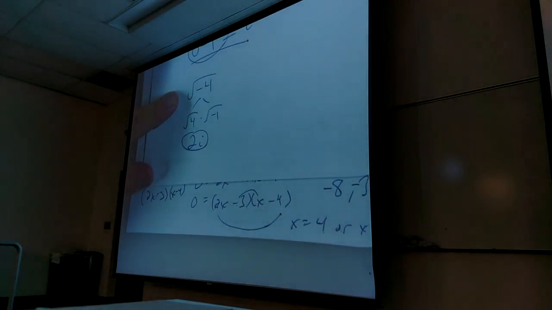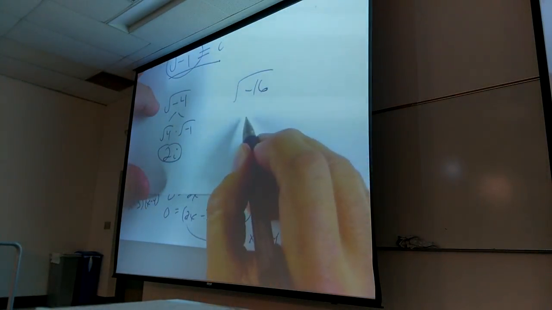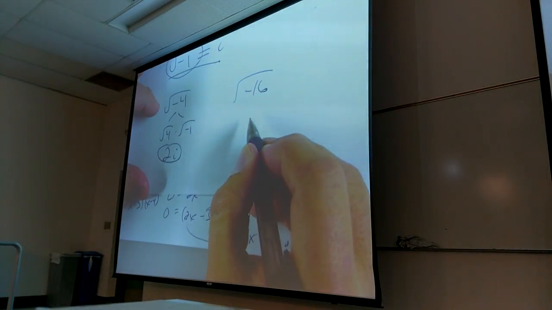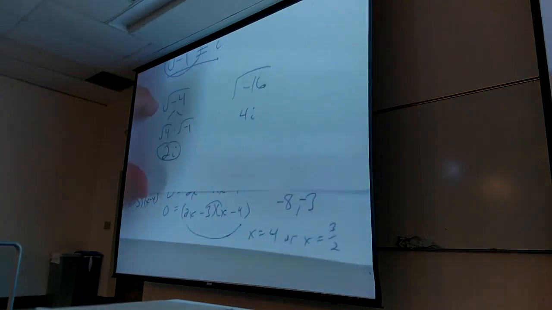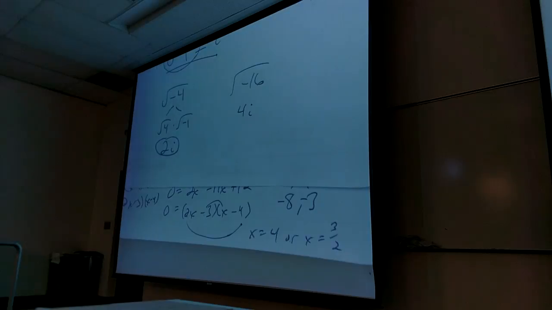Somebody asked earlier this semester, if I said square root of -16 or something, and they wrote 4i, is that okay? I'm like, yeah, why not? But I wouldn't take points off if you didn't. Now I would.